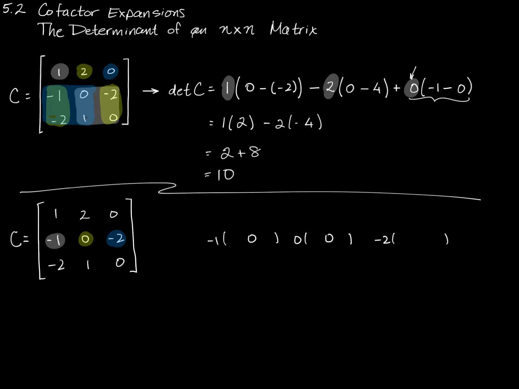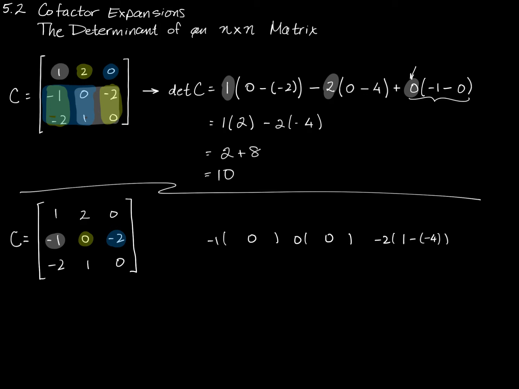Lastly, I'm going to cross out row 2 and column 3. That's how I get this coefficient. It's the thing that gets crossed out in both of those. And what's left is this submatrix, and the determinant of that submatrix is 1 times 1 minus 2 times negative 2, which is negative 4.